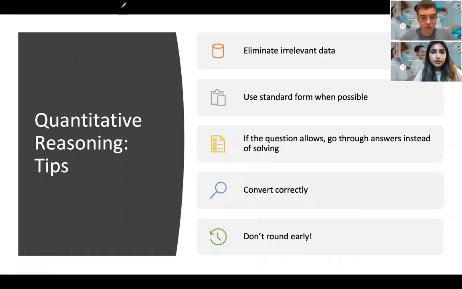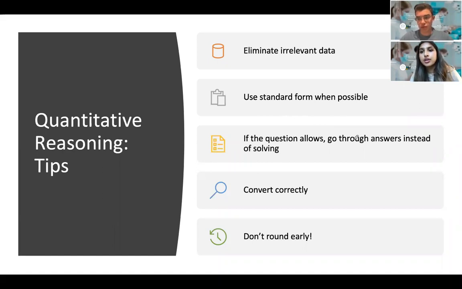Oh, sorry, tips for quantitative reasoning. I don't think that was in the right order. So eliminate irrelevant information and data, okay? So again, reading the question first, we can cut out all the things that we don't need. As you can see, when I did that example, I cut out so many things straight away and I was able to tackle the question straight away. Use standard form where possible. So that will help you make sure that you don't lose all the zeros and get confused with that.